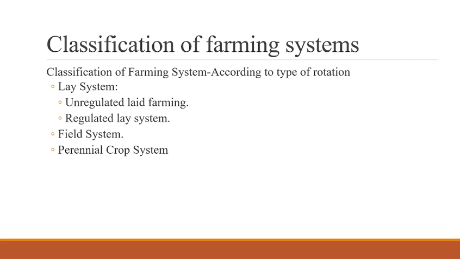In perennial crop system, it is where crops that cover the land for many years are grown. So you can think of these crops.